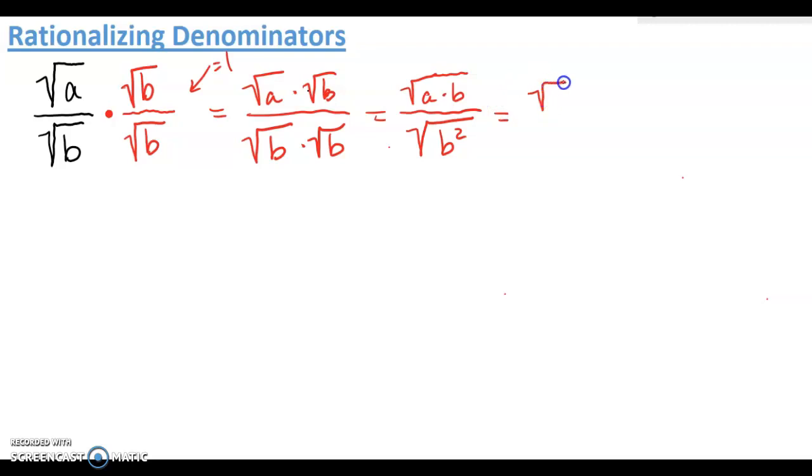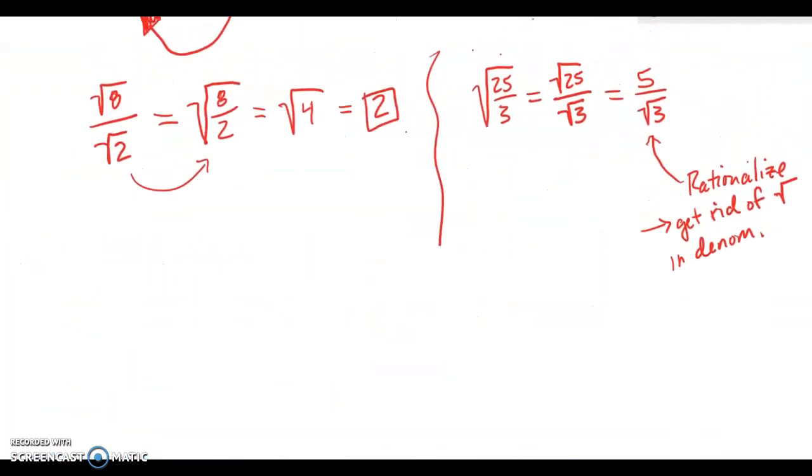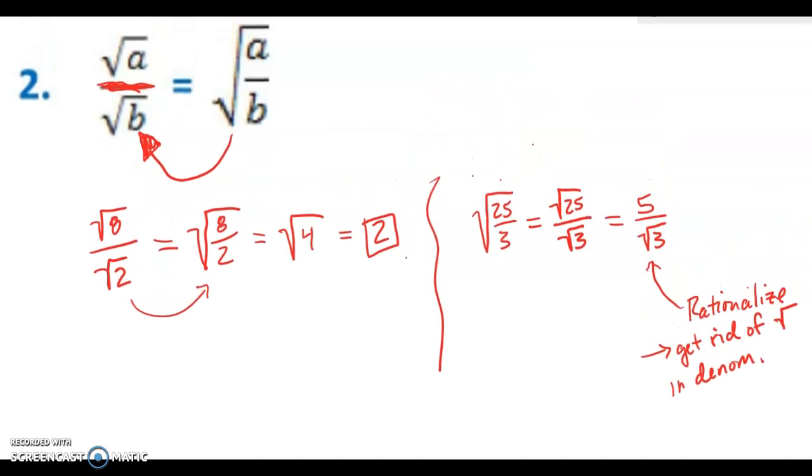So taking it one step farther, we've got the square root of a times b in the numerator, and just a simple b in the denominator, and I now have my expression rationalized. There is no square root in the denominator. There's only one in the numerator, and we're good to go. We're rationalized. We've got an expression that is simplified. So let's go back up to this example.